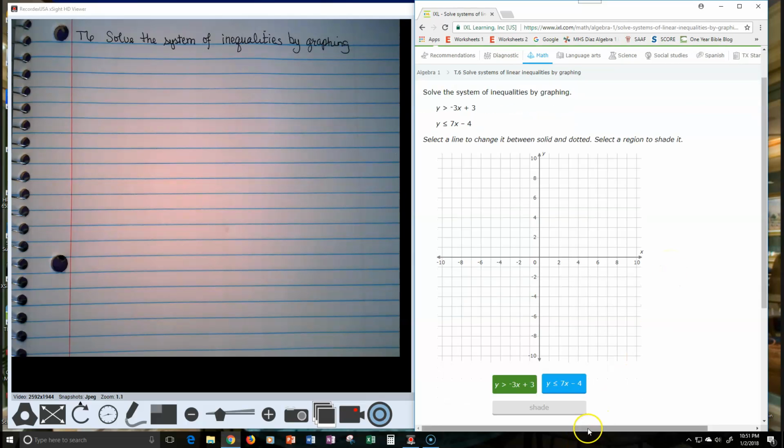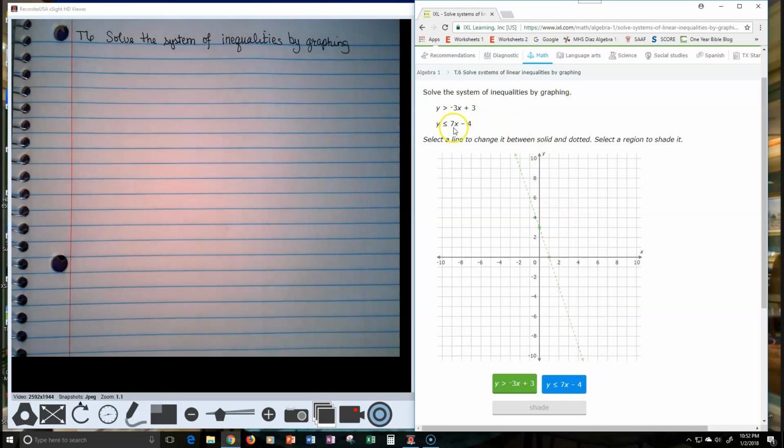I think we'll do a few more. Let's see where we are. 47? Okay. So here we have y is greater than negative 3x plus 3. So go up to 3. We know it's a negative slope, so we're going to go down 3 to the right 1. It's going to be a dotted line because of the inequality symbol. And we know that y is greater than this line, so it means everything above this line would be colored.